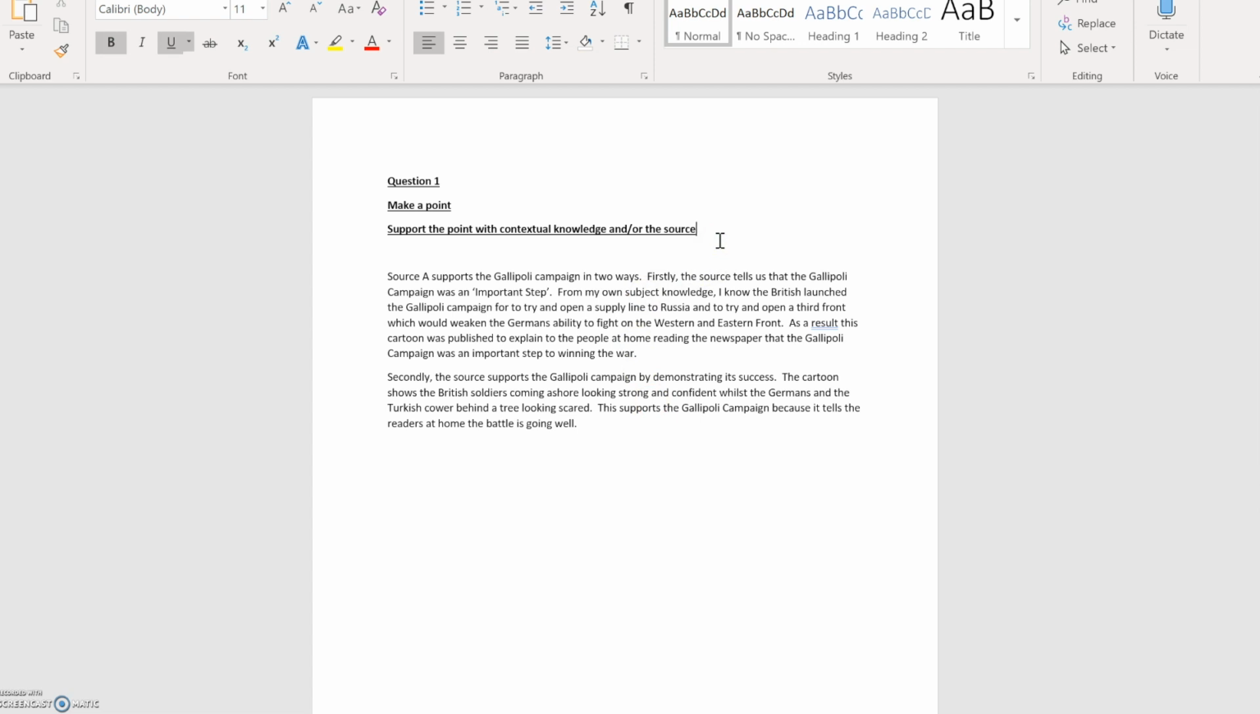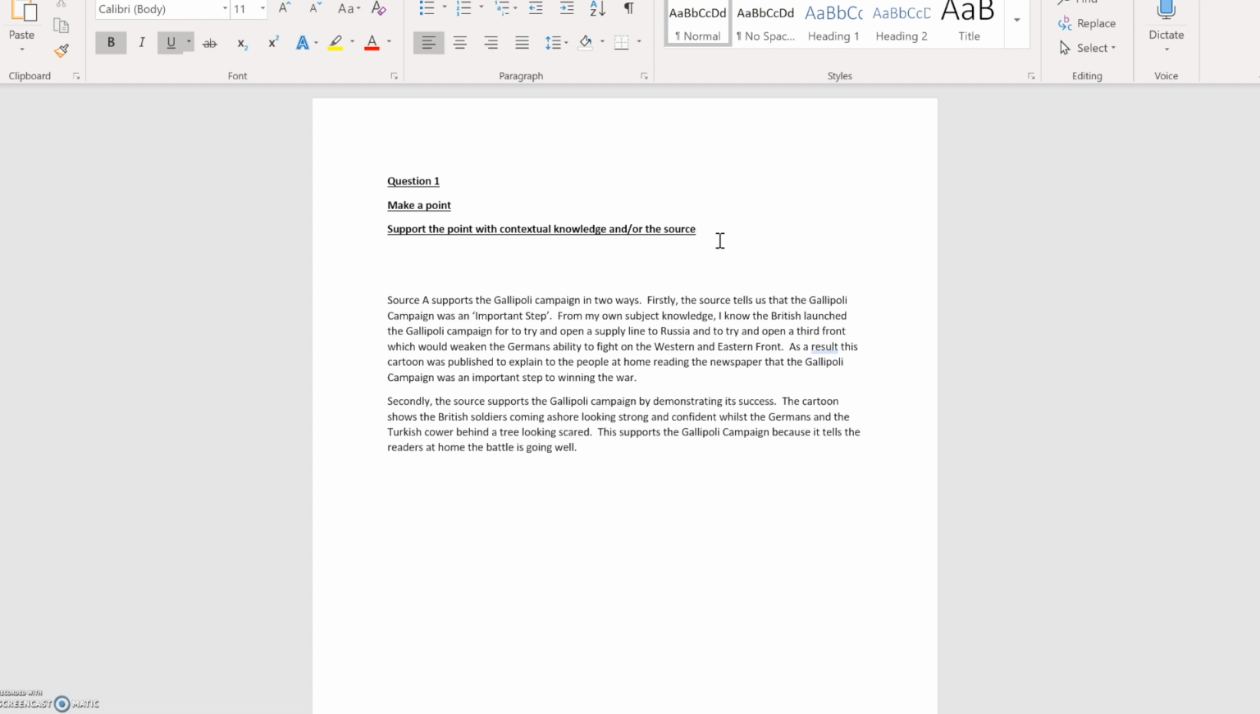You've got to make a point, you've got to support the point with contextual knowledge, or the source, or both, and then you've got to do it again. If we make a point and then support the point with contextual knowledge and or the source, you're going to get 2 marks. If you do it twice, you're going to get 4 marks. So what I've done here is I have provided you with 2 brief paragraphs which will help you answer the question and get your 4 marks.